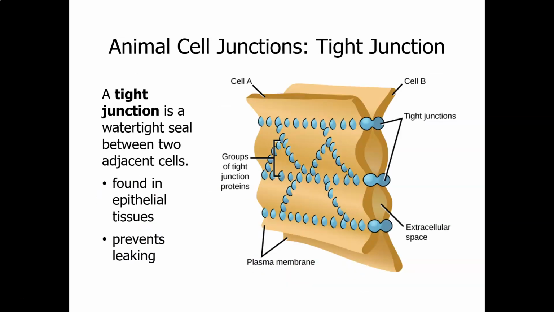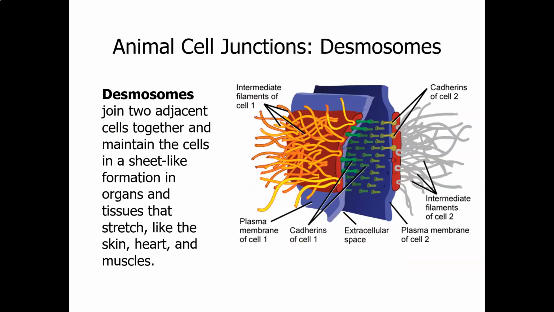A tight junction is a watertight seal between two cells, and it prevents leaking. I gave you the example of the urinary bladder. And a desmosome is a very strong connection that is especially found in tissues that stretch, like the skin, the heart, and muscles.